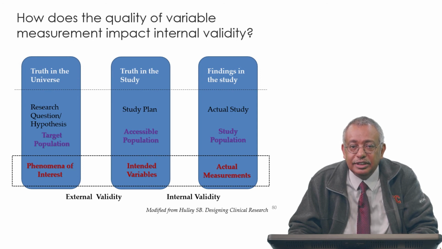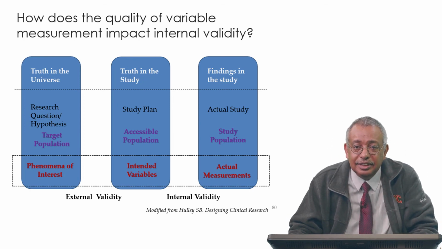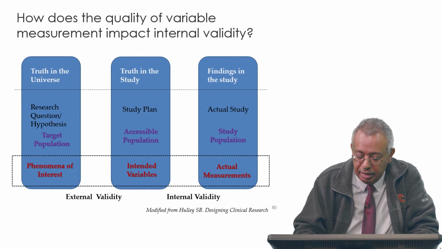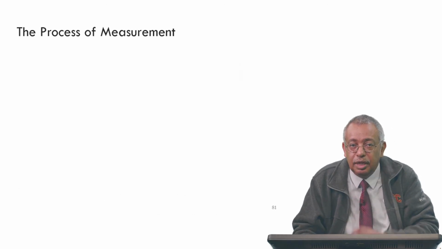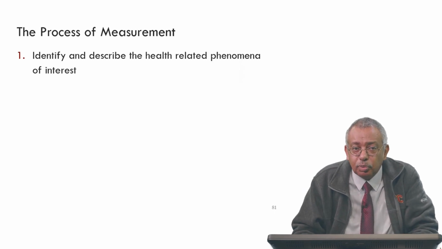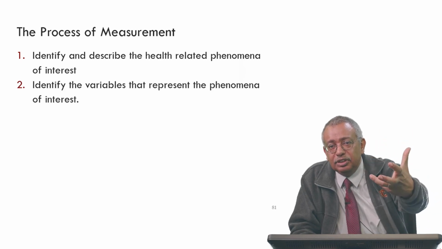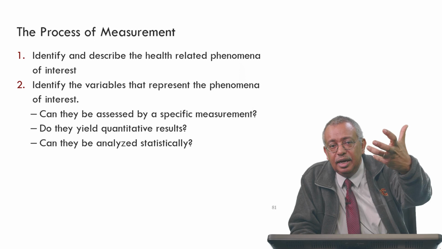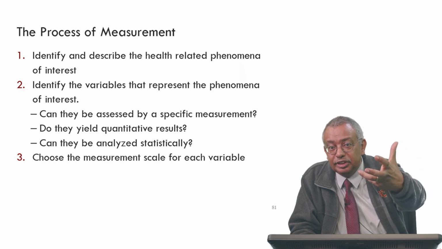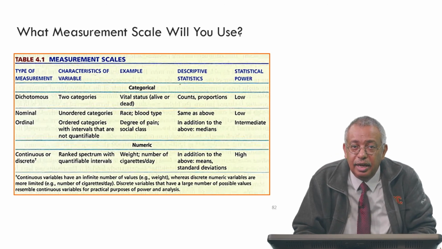Each one of these has this issue of external validity and internal validity. This is modified from Hulley's Designing Clinical Research material in order to line up with what we are trying to study today. So in the process of measurement, you have to identify and describe health-related phenomena, variables that represent the phenomenon of interest, and then choose a measurement scale for each variable. And of course, there are many ways that you can choose measurement scales.